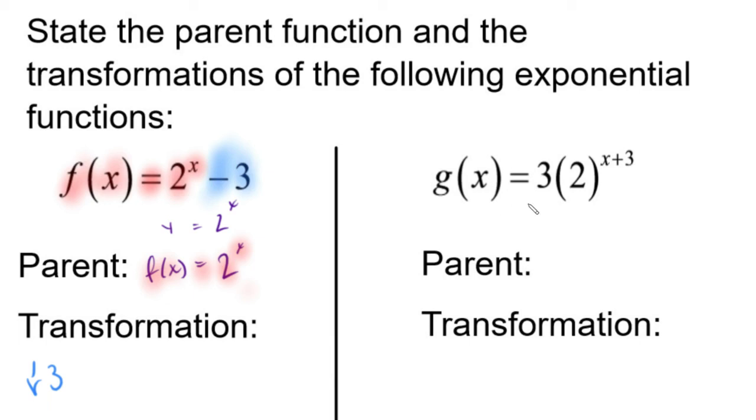You guys try to work this problem out. Write the parent function and then write the transformations. There are 2 transformations here. Okay, so the parent function is g of x equals 2 to the x, because 2 is the base, to the x power. And this stays the same. So everything not highlighted is going to transform the graph. So the 3 is going to transform the graph, and the plus 3 is going to transform the graph. So I'll keep the highlighting consistent.